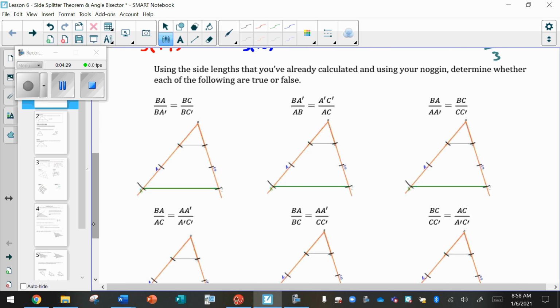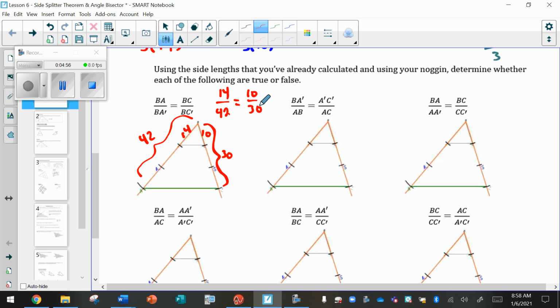So let's look at BA. BA was 14, and then BA prime was 42, so that would give us the ratio of 14 over 42. Is it equal to BC, which is 10, to BC prime, which is 30?